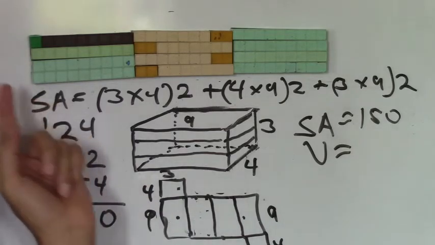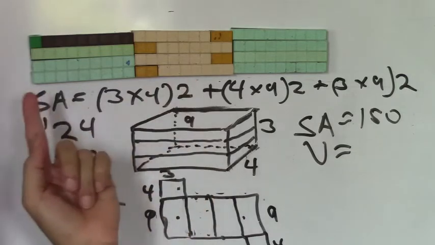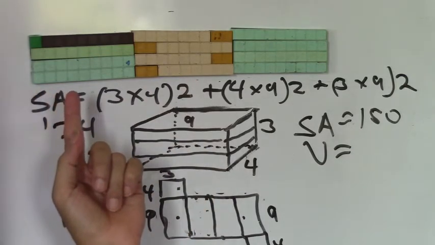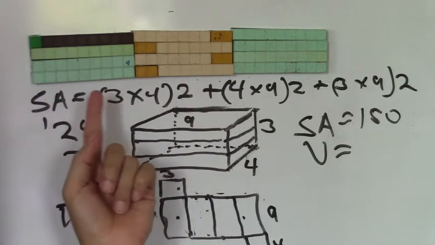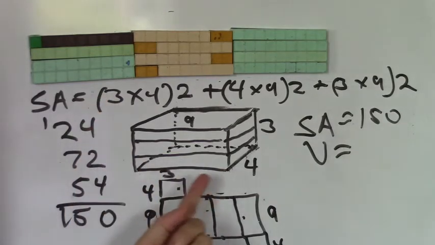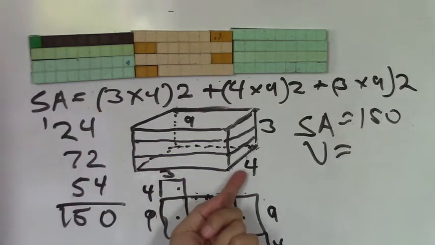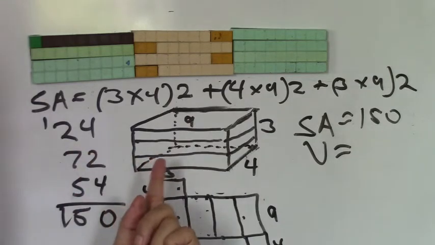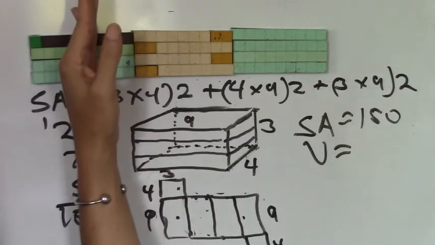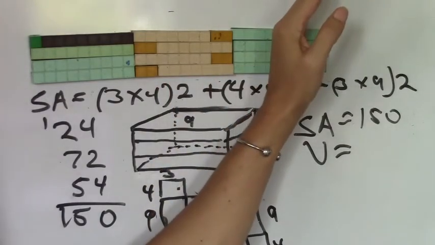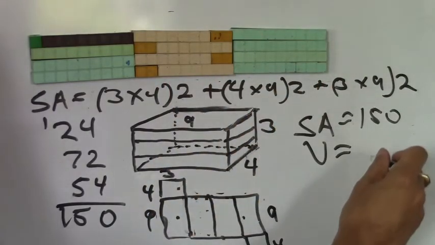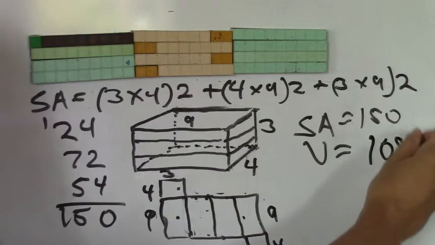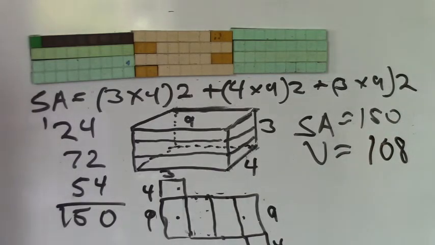Okay, I got 108 because there's 3 on each side, and then there's the top, and then all those combined is 108. Okay, so 12 times 9 is 108. You could do it that way, right? Or like I said, you could just do 36, 36, 36, which is 108. That's the way I did it. 36 times 3. There you go. So my surface area is 150, and my volume is 108.